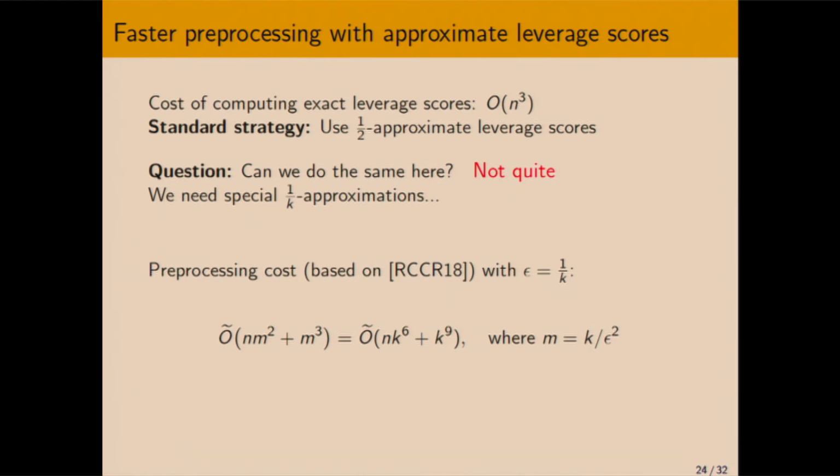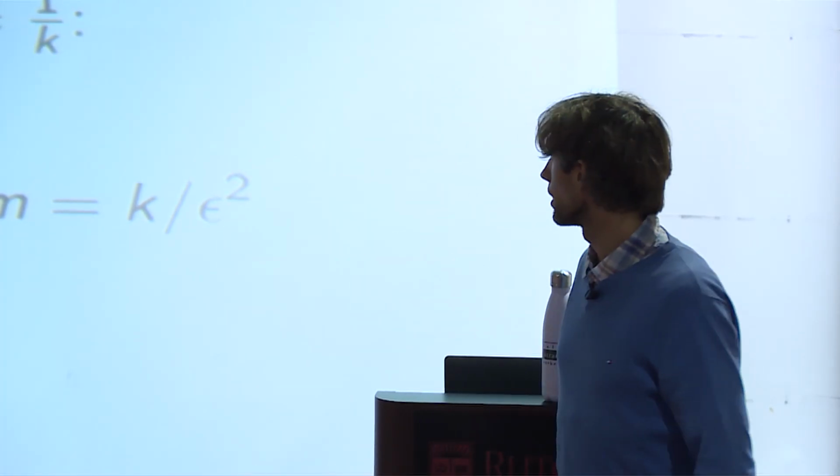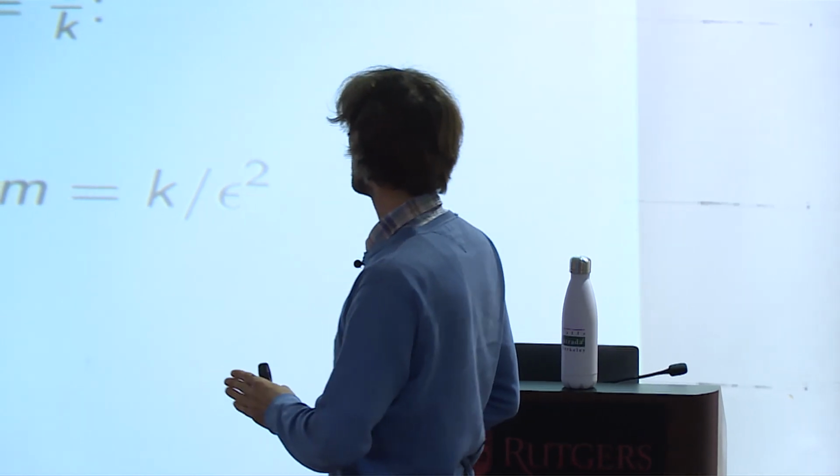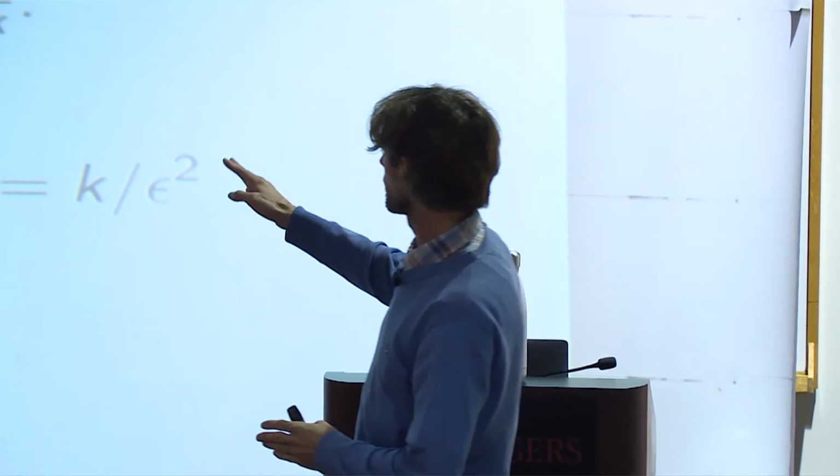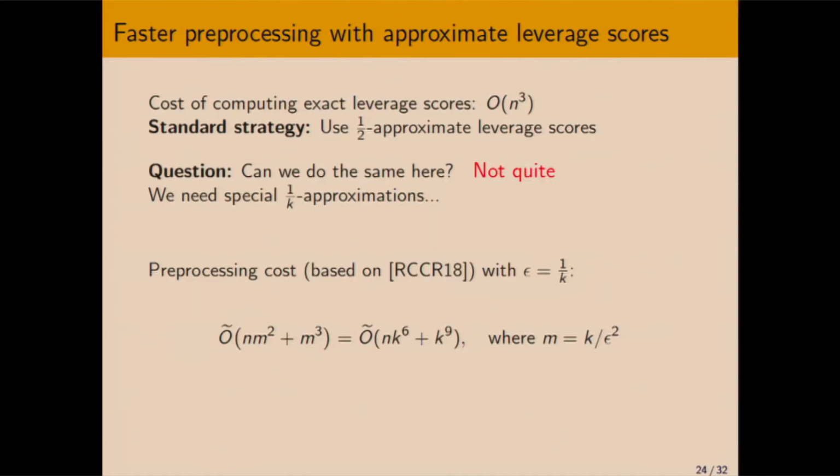So for this we just use prior standard results on estimating ridge leverage scores from this paper. With the approximation quality epsilon equal to 1/k, you end up with n k to the 6th plus k to the 9th as the preprocessing cost. Actually, the algorithms run much faster than these worst case costs, because in practice, you don't actually need epsilon equal to 1/k. In practice, you can get away with epsilon equal to 1/2.